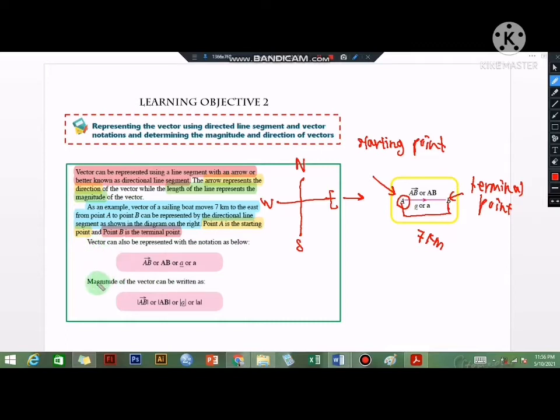Now, look at the magnitude. The magnitude of the vector can be written as follows. You just have to put the modulus here. So the magnitude of vector AB, and this is also the magnitude of vector A. The modulus here represents the magnitude. Okay, remember that one.